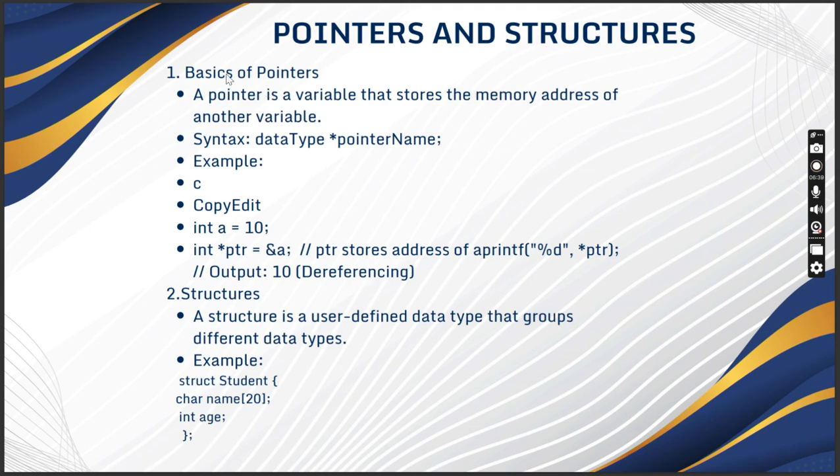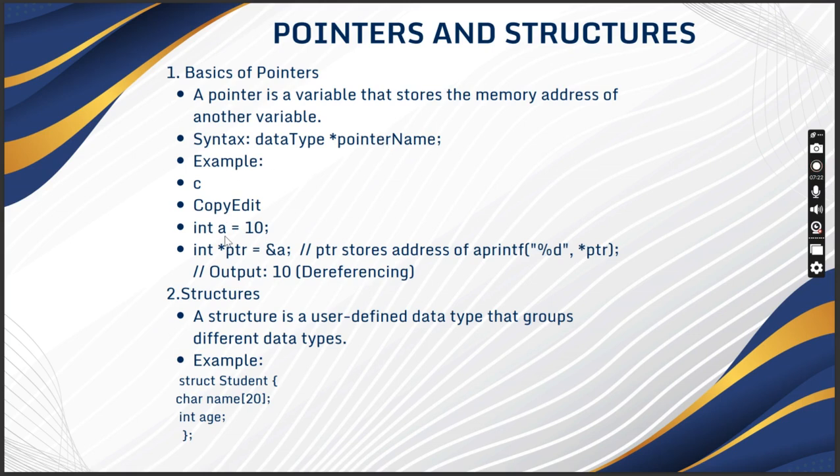Let us consider the basics of pointers. What do you mean by a pointer? As you know, a pointer is a variable that stores the memory address of another variable. Let us consider an example later. First we go through the syntax. The syntax is the data type, which can be int, float, etc., then an asterisk, then the pointer name. You can give any name.